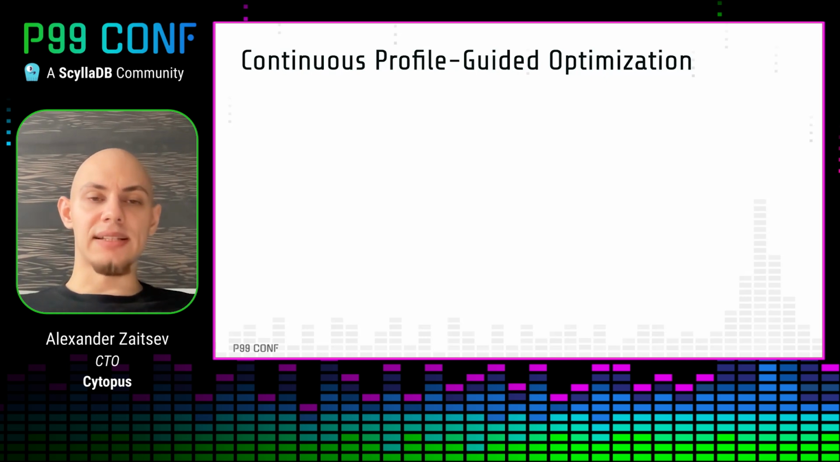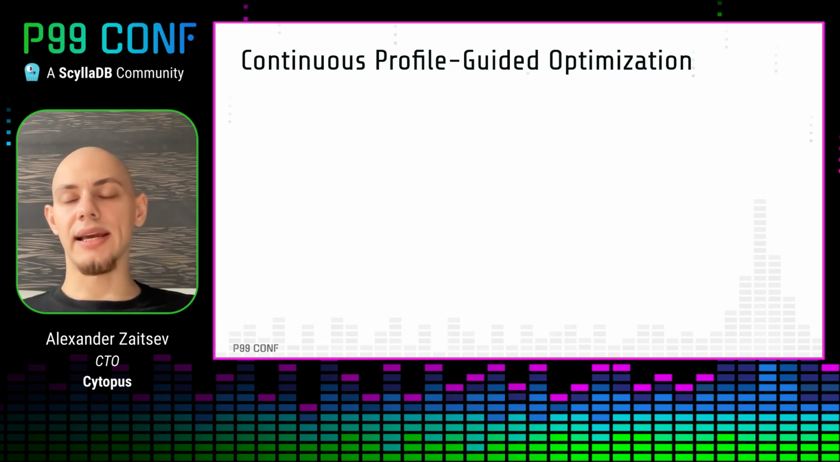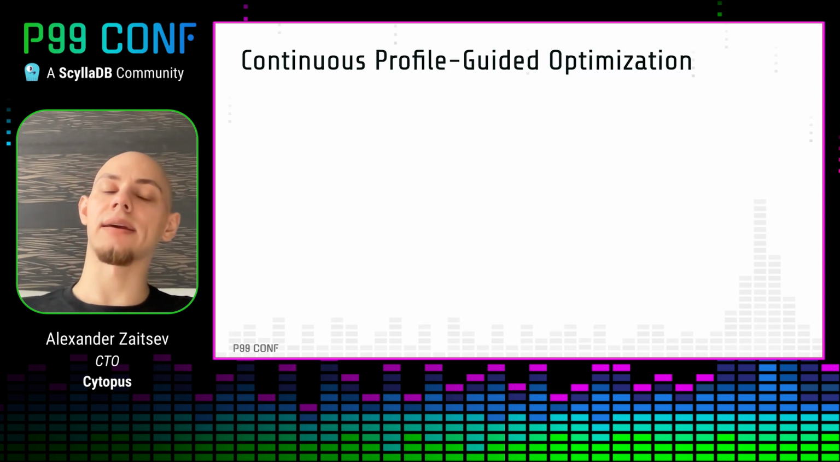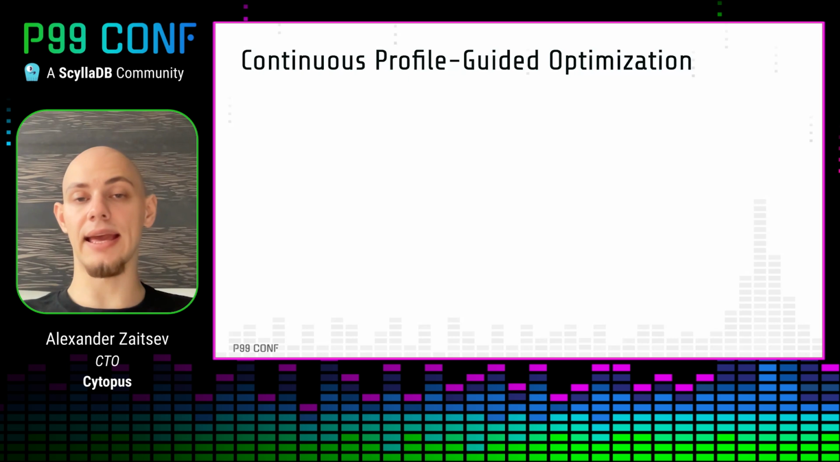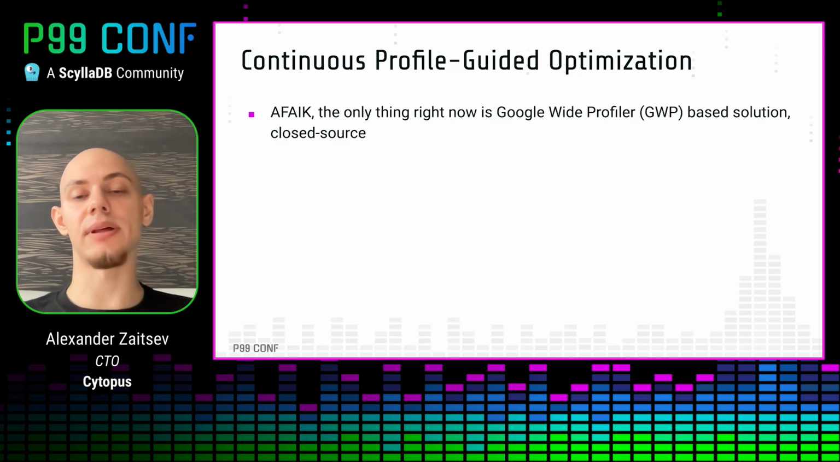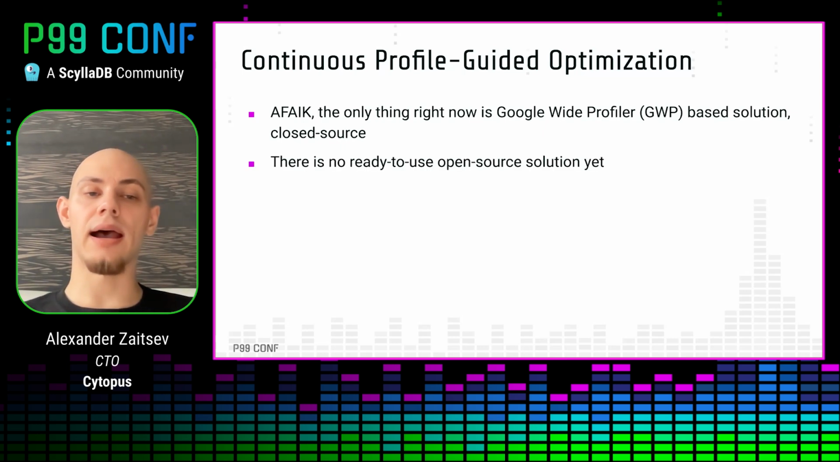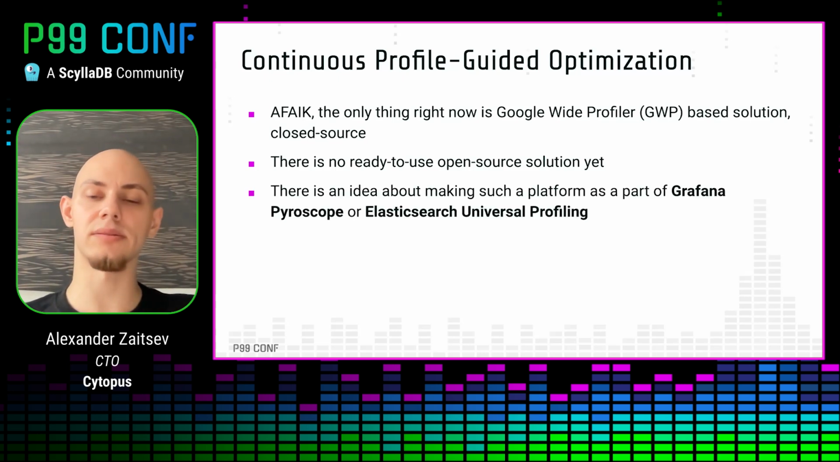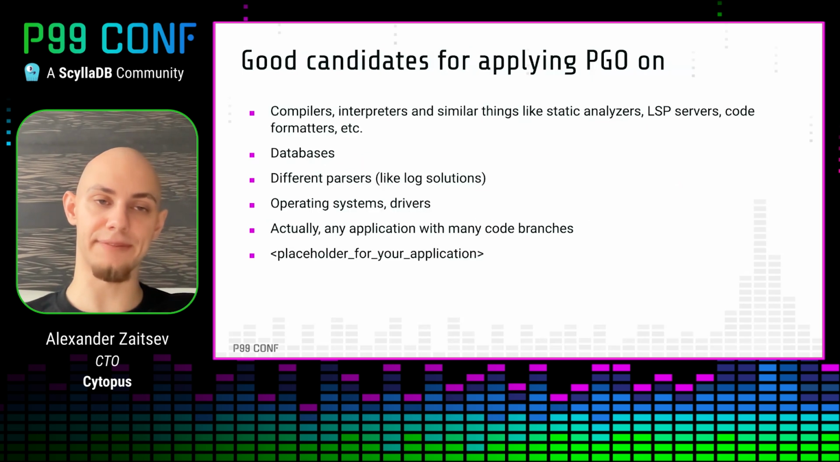What about some more advanced PGO use cases? Google not only collects PGO profiles directly from production, they collect them continuously. Google has an internal platform for collecting PGO profiles continuously, based on Google-wide profiling. Unfortunately, this solution is closed source and I've never heard anything about open sourcing it. There is no ready-to-use open source solution for that, at least yet. There are some ideas to implement it based on open source platforms like Grafana Pyroscope and the Elasticsearch Universal Profiling platform, but unfortunately nothing to try yet. These ideas are just discussions.